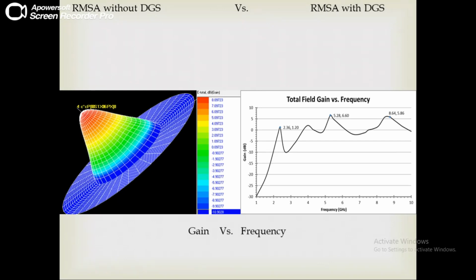Next, Agniv will guide you through the circular microstrip patch antenna, which is the next part of our project.